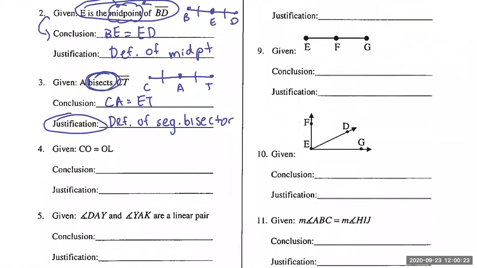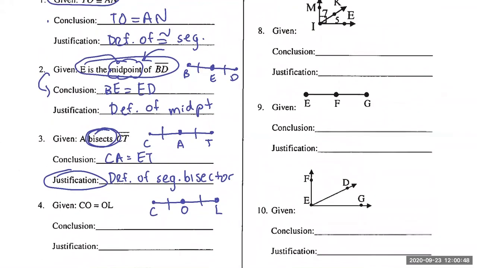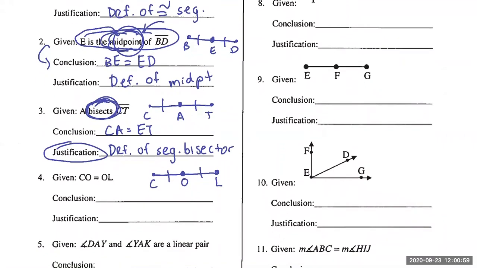Okay, number 4, I noticed that, draw pictures for these. It says CO is, so it looks like CO is being repeated. So CO is equal to OL. Yes, and Mia, I would say your justification is different only in that what was given to you was midpoint and what was given to you here is bisects. That's how you tell the difference. Oh, did I write something wrong? Yeah, thank you. It's AT here. Thank you.